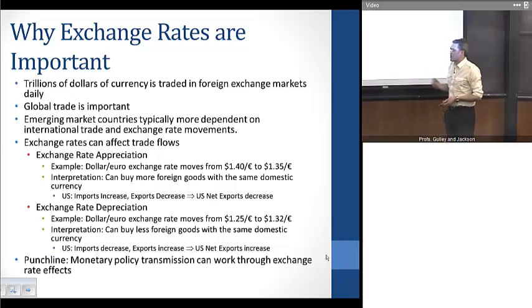And so the punchline, and this is why this is important to the book, and we'll see exactly why, is that it turns out monetary policy can impact exchange rates. And of course, that's going to impact this net export channel. That's one of the things why monetary policy is important to this broader story of exchange rates.